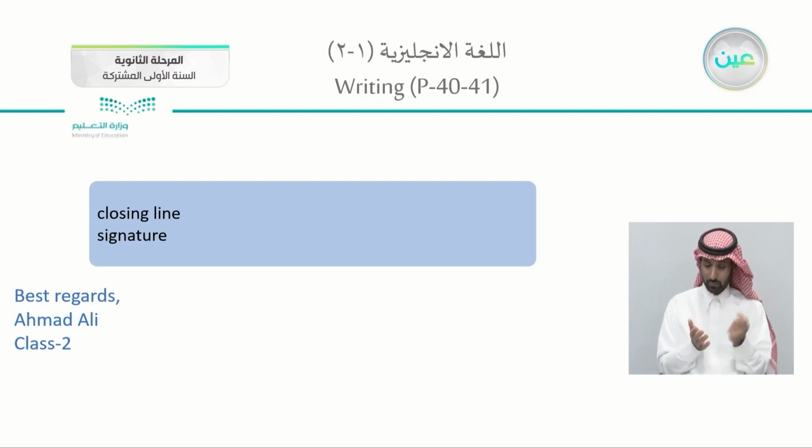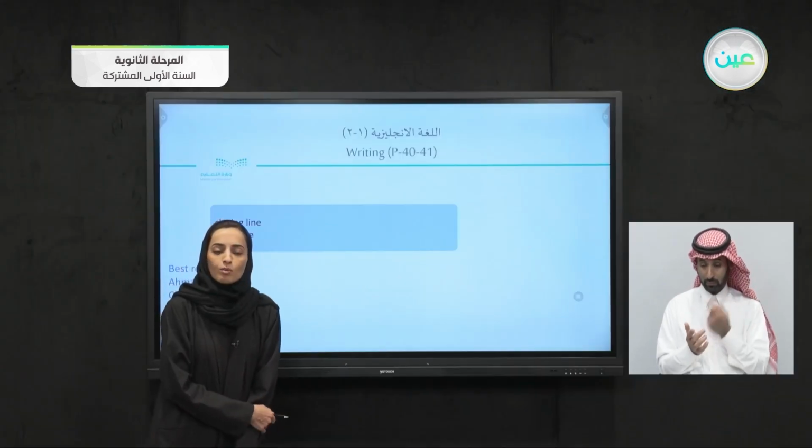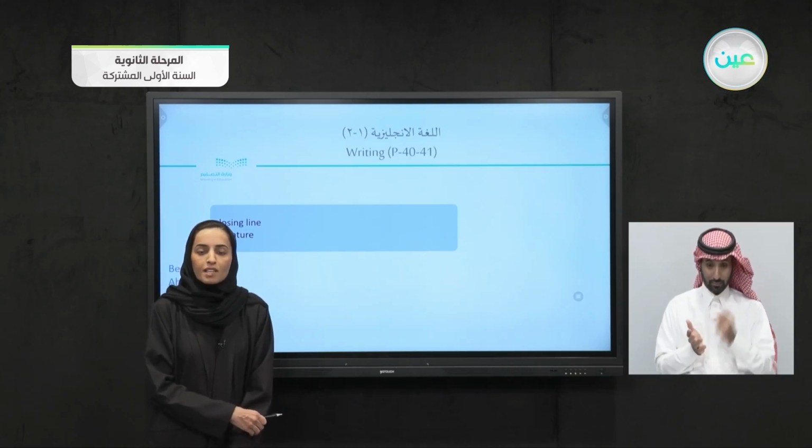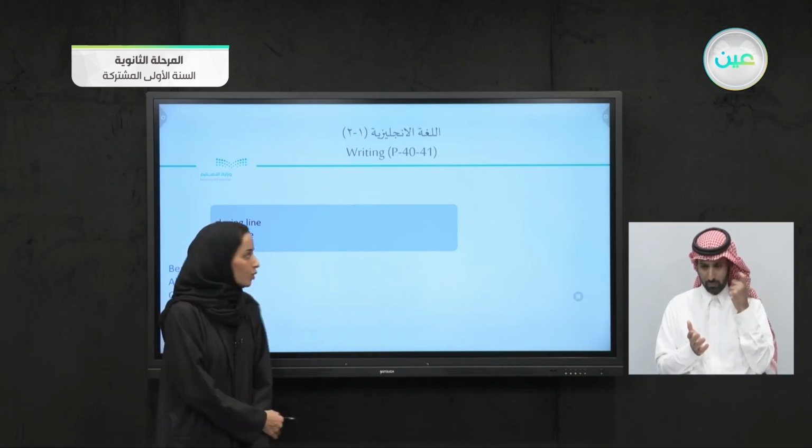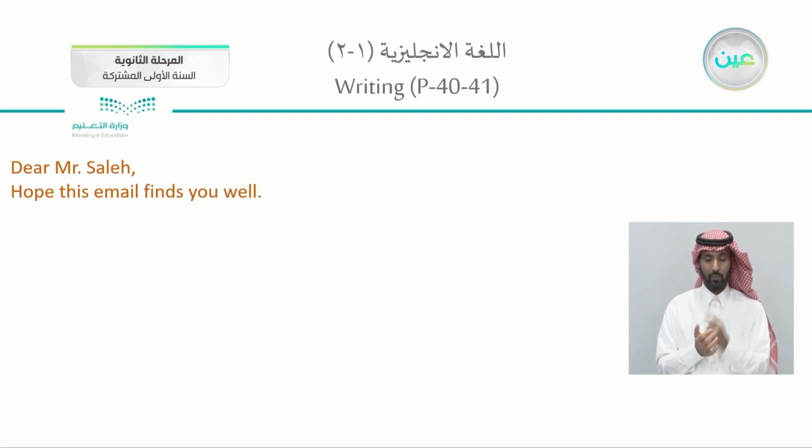Okay, so these they are. Now we will write it down. We brainstormed ideas. Now we will start writing our own ideas. I will start with Dear Mr. Saleh. Hope this email finds you well. Notice at the end I am having a full stop. Start with a capital letter, and after the opening line we will have Saleh with a comma.